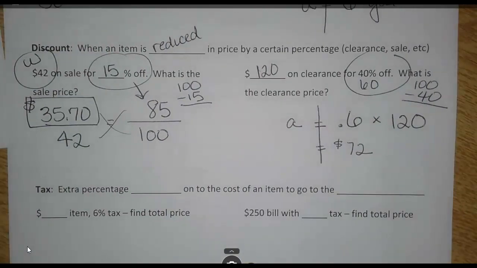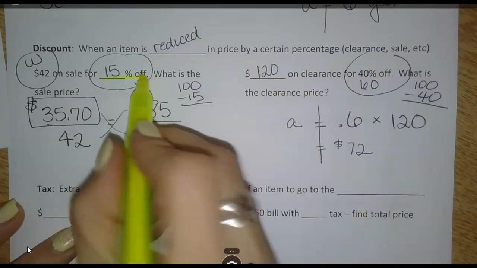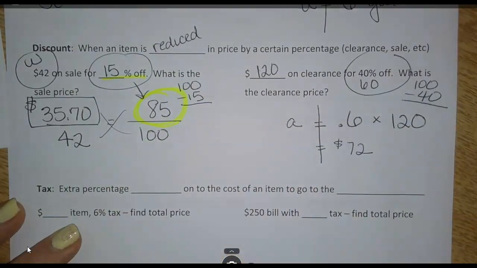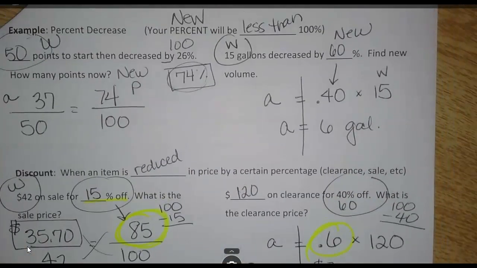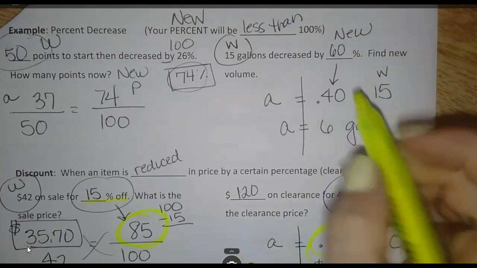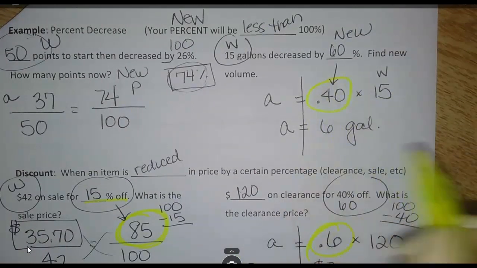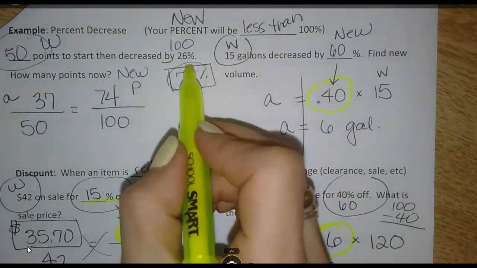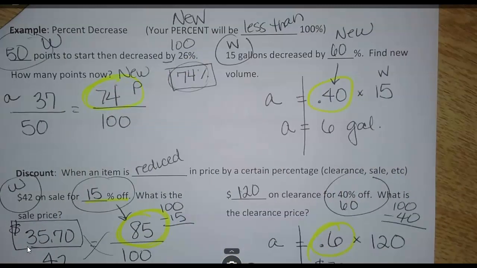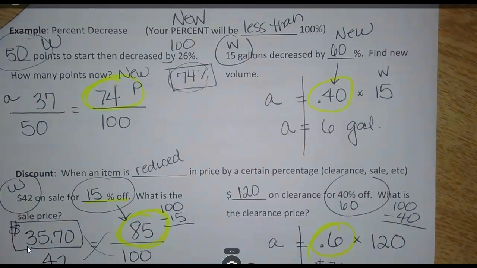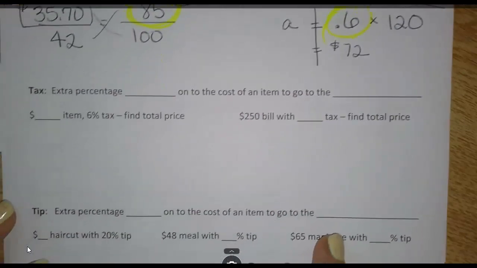Okay? So in all of these problems, you're thinking about, okay, they tell me how much is off, but what am I still paying for? 40% off? Okay, I'm still paying for 60%, right? 60% off? I'm still paying for 40. Or decreased by 26%, now I'm looking for what's left, the 74%. So you always have to do that work to get the new P that you plug in.